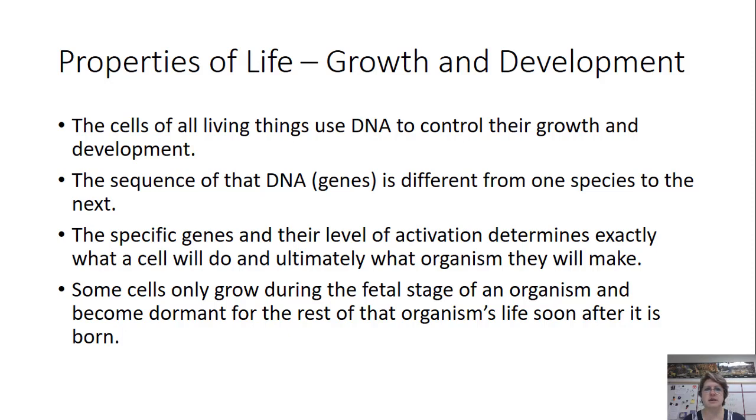All cells of all living things use DNA to control their growth and development. So you have controls or switches that tell your body and your cells when to start growing and to stop growing. The sequence of the DNA is different from one species to the next, so you're going to have different controls from one species to the next. The specific genes and their level of activation determine exactly what the cell will do and ultimately what the organism will make.